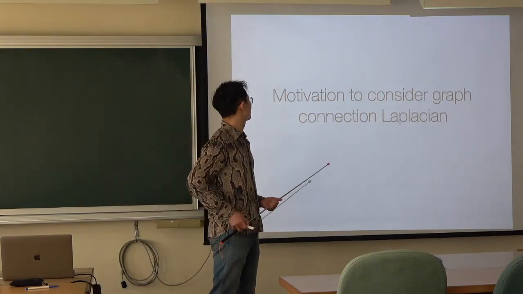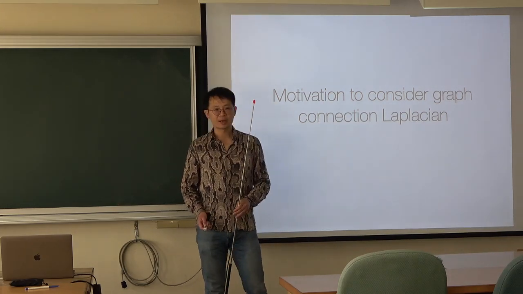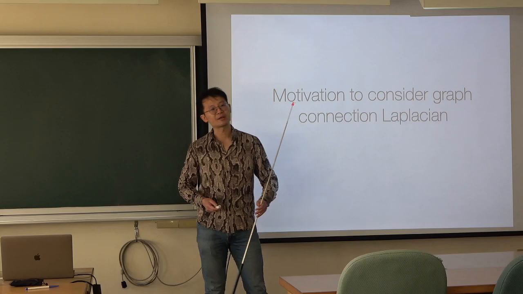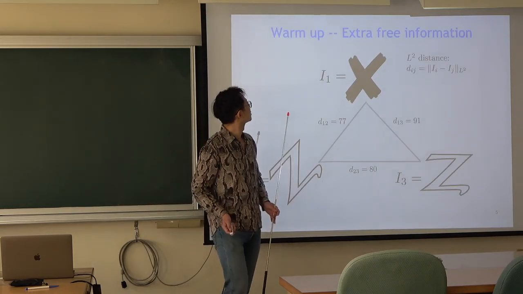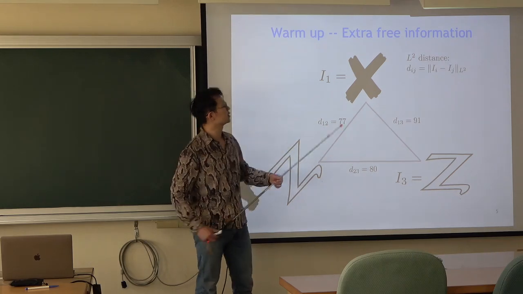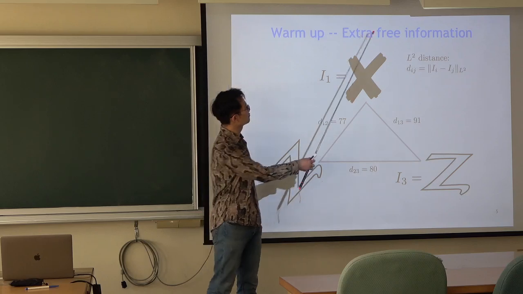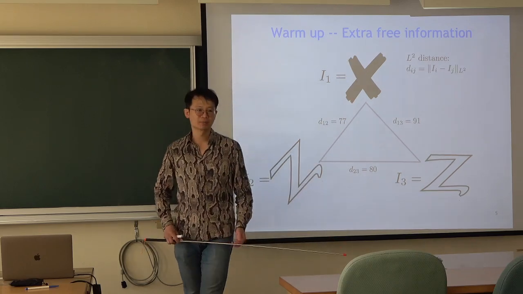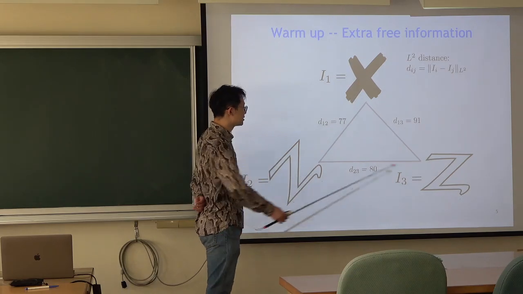So let's talk about the motivation to consider graph connection Laplacian, and later on, the motivation to consider vector diffusion map. The warm-up example is this set of images. We have some extra information. In what sense? Suppose that now I give you three images, X, Z, and Z.